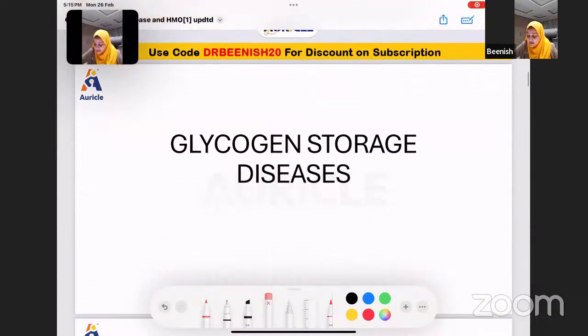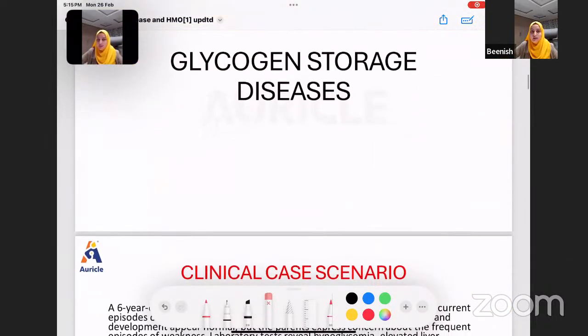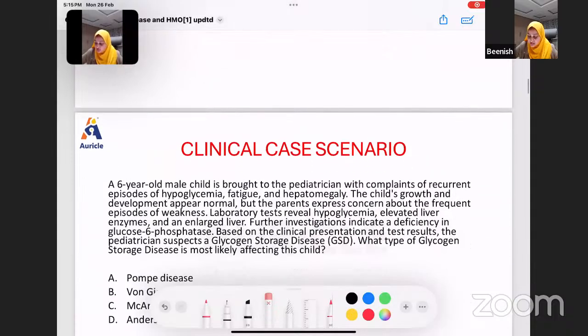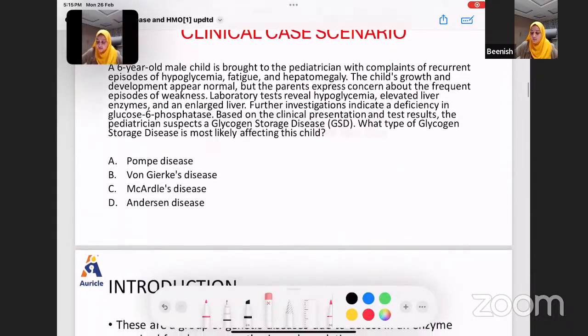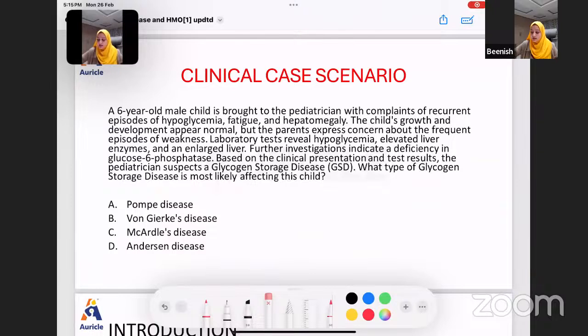Okay, moving ahead, let's start with today's topic, that is glycogen storage diseases. Before we begin, let me take this clinical case scenario. It says a 6-year-old male child is brought to the pediatrician with complaints of recurrent episodes of hypoglycemia, fatigue, and hepatomegaly.